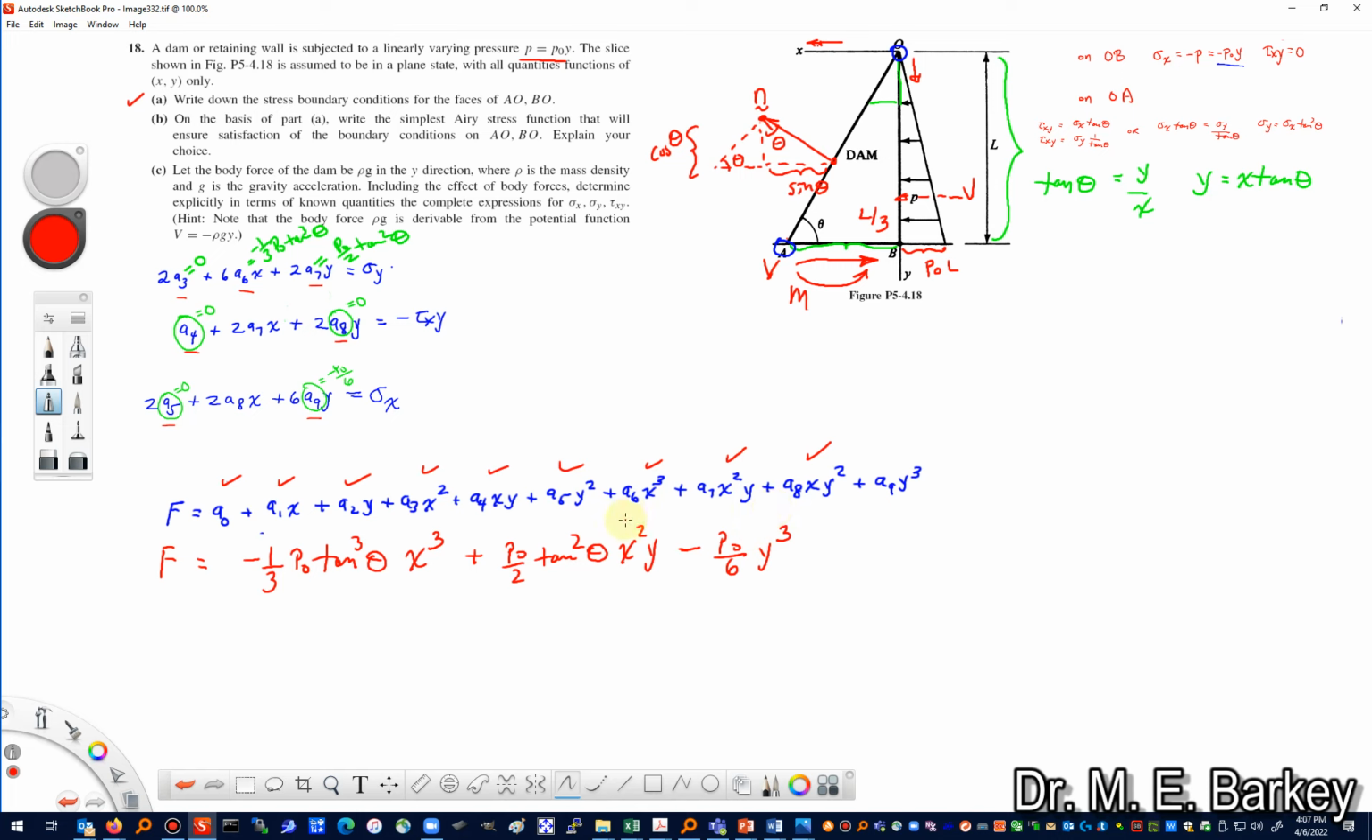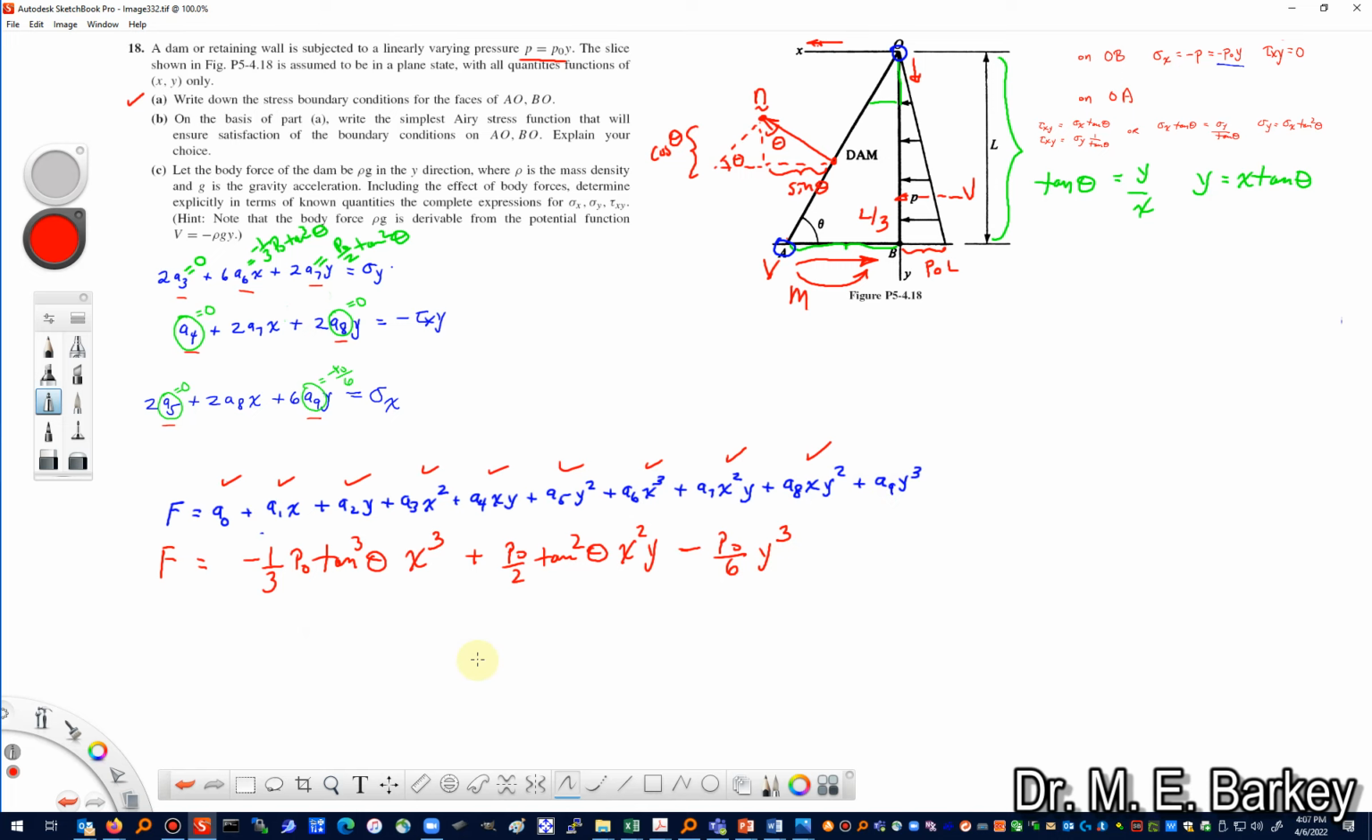Where did A6 go? There it is. Okay. So I think I have all of my terms. So we have 6, 7, and 9, an x cubed, an x squared y, and a y cubed. So this ought to be our Airy stress function. So that should answer our part B, and then explain your choice. Well, we did all the work and we talked our way through it, so that should be covered.